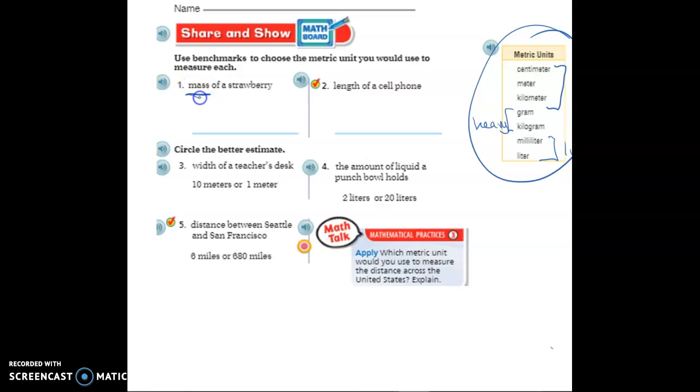Now, mass. Remember what we said? Mass is how heavy. So would it be about a gram or a kilogram? Go ahead and fill it in. Pause me whenever you need to. Now, the length of a cell phone. Go ahead and write down what you think. Pause if you need to. Now, this one would be gram. And the length of a cell phone is not very long. So we would look over here at length, and we would be measuring in centimeters.